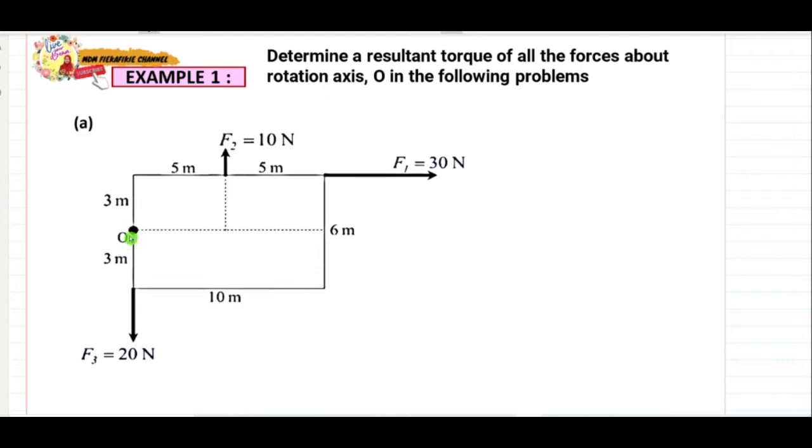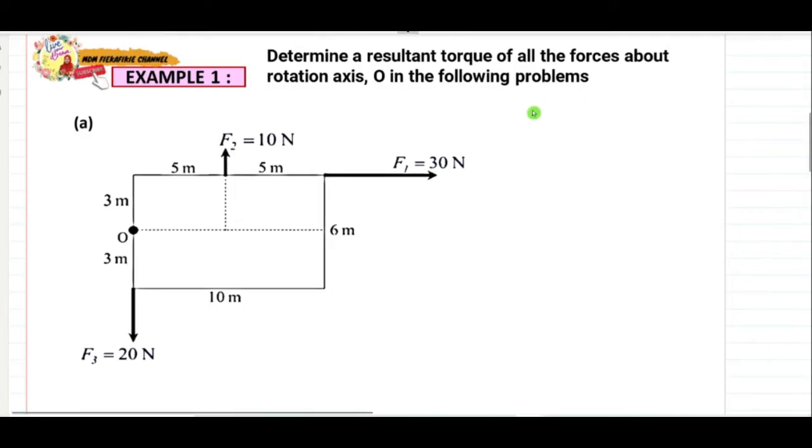Jadi kita tengok dulu example yang pertama, determine a resultant torque of all the forces about rotation axis O. So this is the rotation axis in the following problems. Okay, so we have 3 forces here. Okay, saya akan tunjukkan bagaimana untuk kira torque yang pertama due to force 1, F1, dengan menggunakan cara-cara yang kita dah tengok tadi, sama ada kita nak extend the line of force or the line of D, okay, ataupun kita terus ambil sahaja angle antara R dan F.